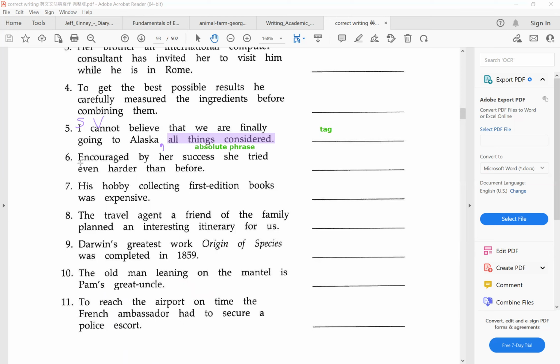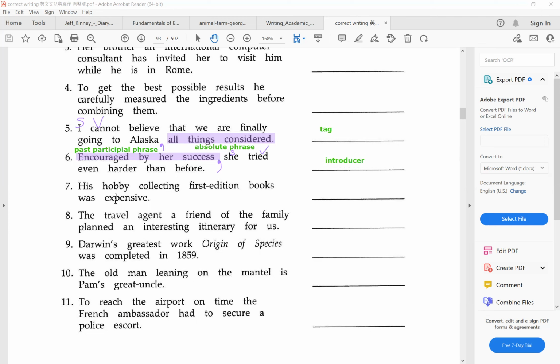Number 6, encouraged by her success. This is our participle phrase and past participle phrase at that, right? And our subject verb is she tried. So of course, we also need an introducer comma over here.